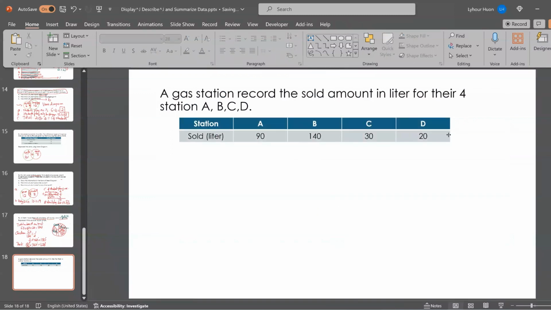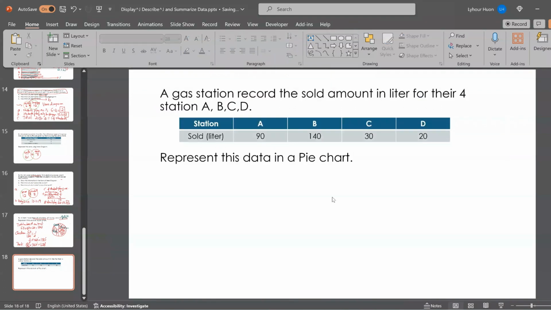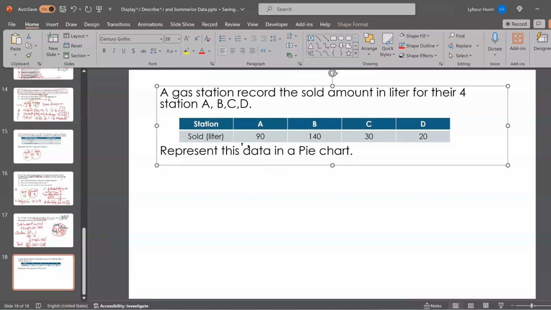Okay, so represent this data in a pie chart. Actually, when we have this kind of data, we can also represent it in a bar graph. But they ask you to just show it in a pie chart. A bar graph may be easier, but sometimes we challenge people, so let's do it with a pie chart.